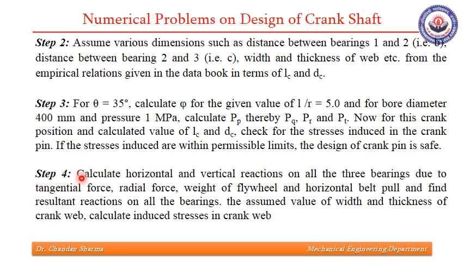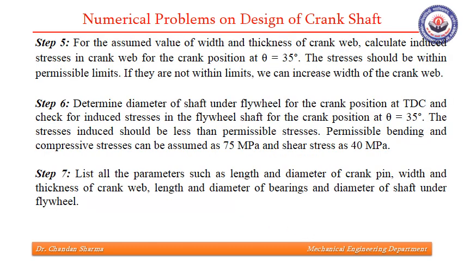In step 4, we'll calculate horizontal and vertical reactions on all 3 bearings due to tangential force, radial force, weight of flywheel and horizontal belt pull, and find the resultant reactions on all the bearings. In step 5, for the assumed values of width and thickness of the crank web, we'll calculate induced stresses in the crank web for the crank position at theta equals 35 degrees. Stresses should be within permissible limits. If they are not, we can increase the width of the crank web.